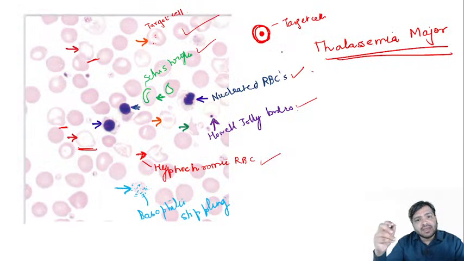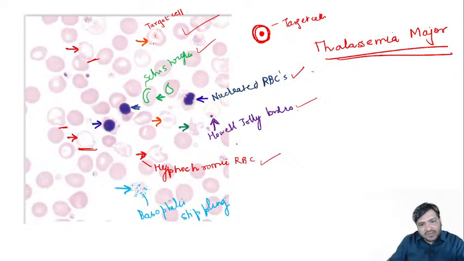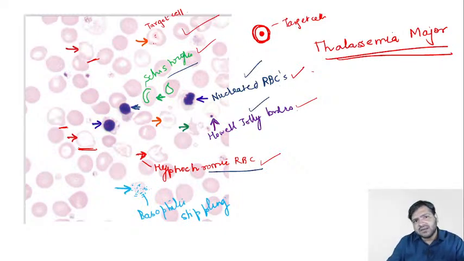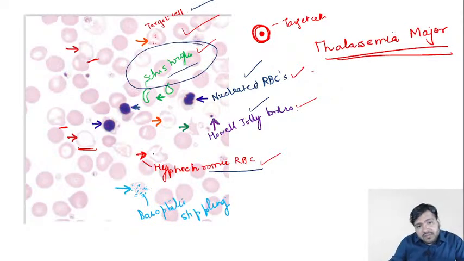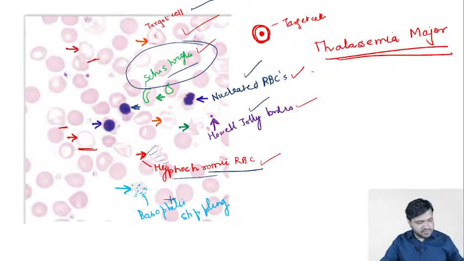In thalassemia major you can get multiple features. You have the target cells. Schistocytes will be more prominent over here. Hypochromic RBCs will also be more prominent. Nucleated RBCs, Howell Jolly bodies, and target cells you are also finding. But apart from that, what you have to remember are the schistocytes and hypochromic RBCs, meaning the whole area looks pale. Along with that you will find the basophilic stippling, guys.